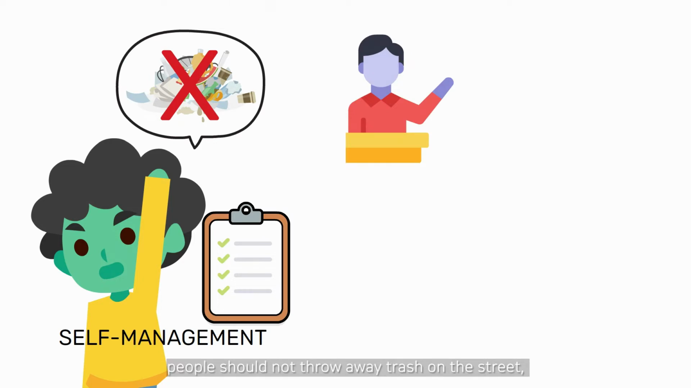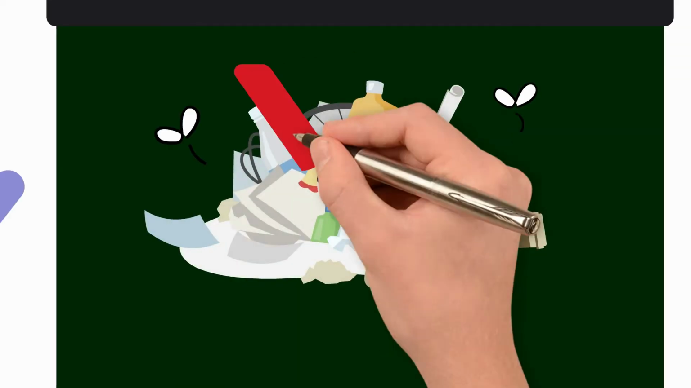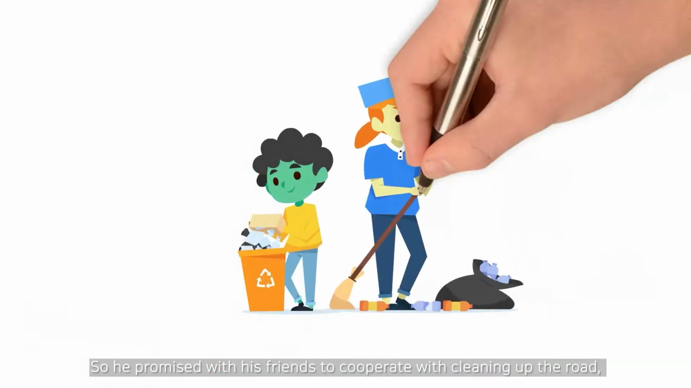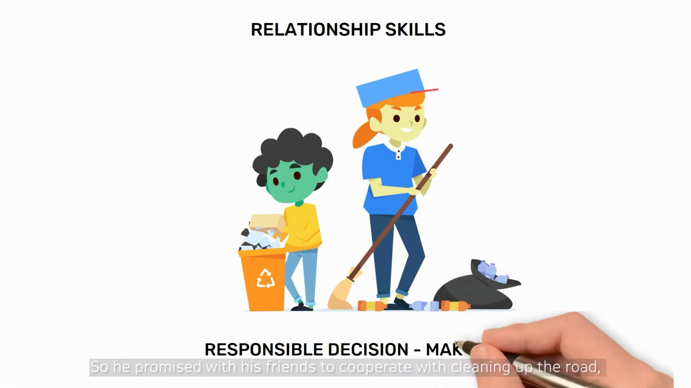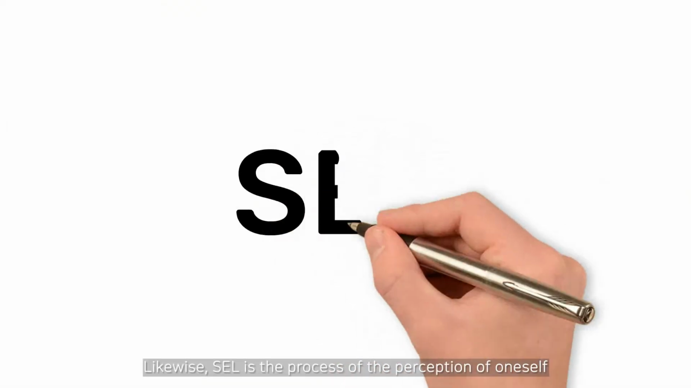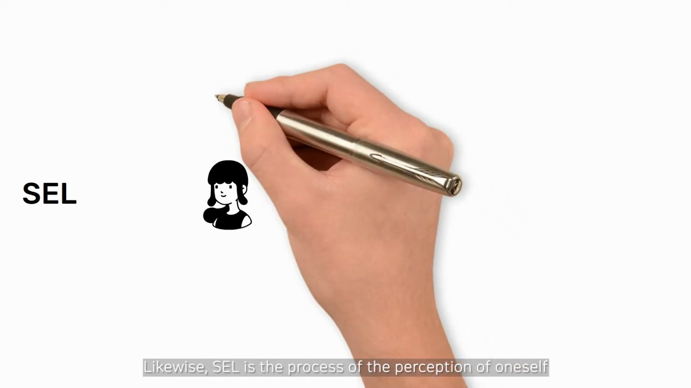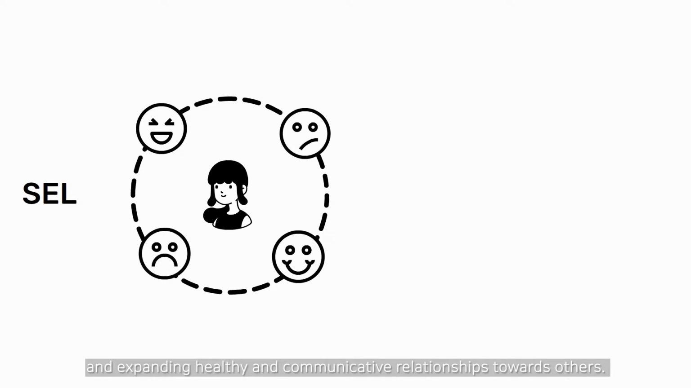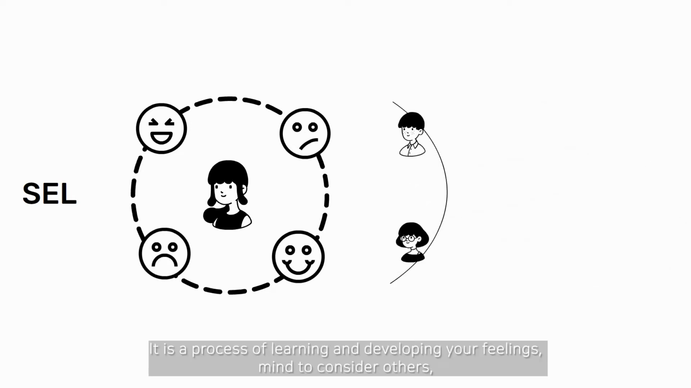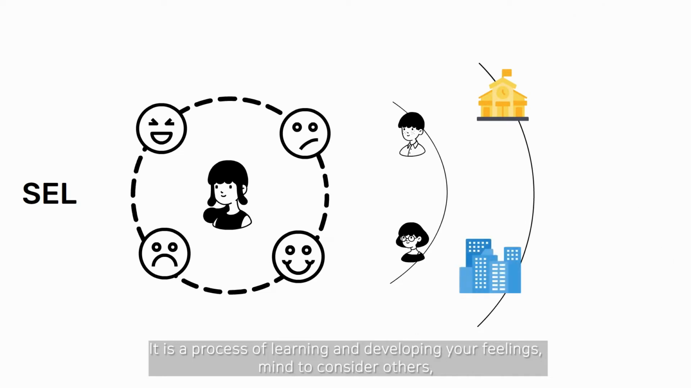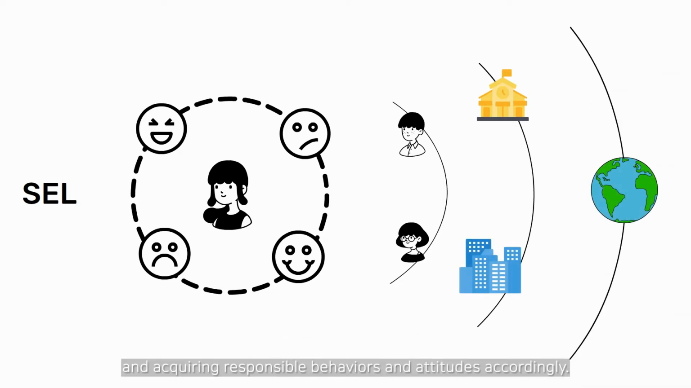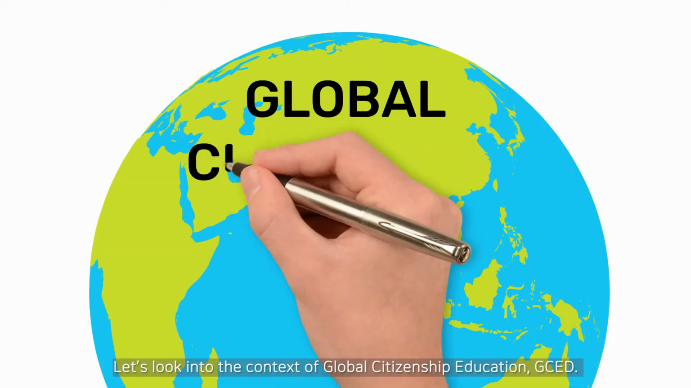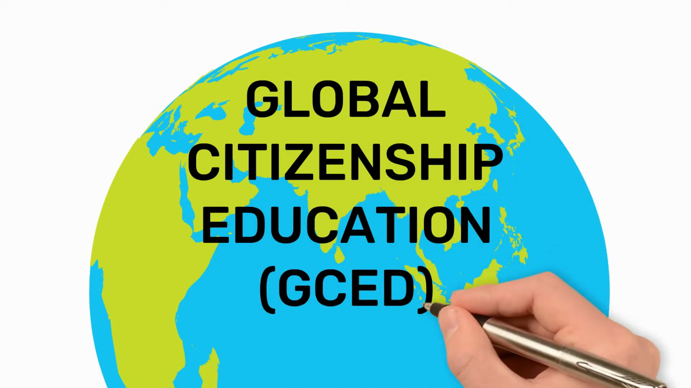Moreover, he learned that people should not throw away trash on the street and thought that this trash will make other people suffer from the odor. So he promised with his friends to cooperate with cleaning up the road and put it into actual practice. Likewise, SEL is the process of the perception of oneself and expanding healthy and communicative relationships towards others. It is a process of learning and developing your feelings, mind to consider others, and acquiring responsible behaviors and attitudes accordingly. Let's look into the context of global citizenship education, GCED.